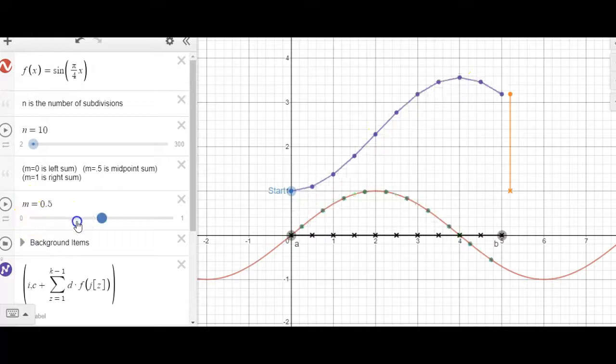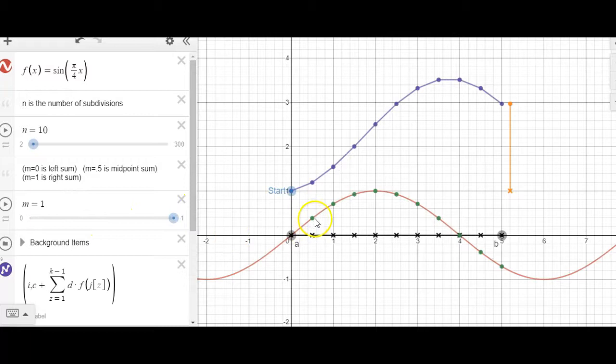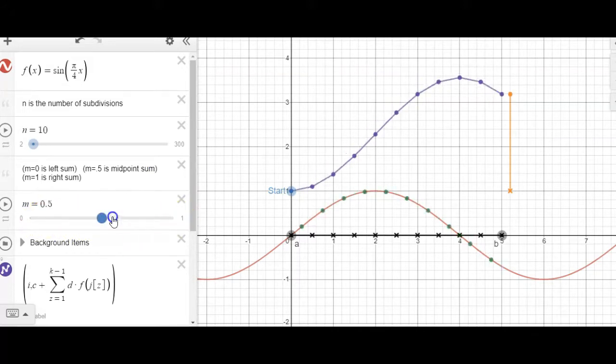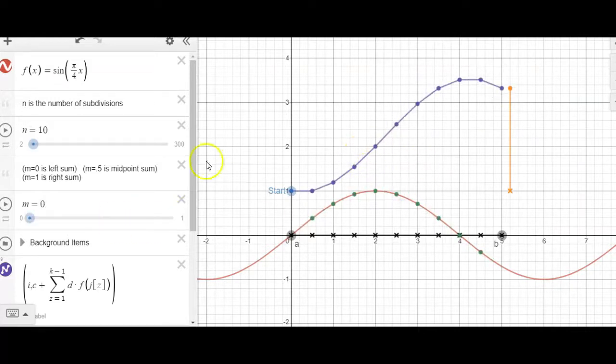If you want to change the m, you can change to a midpoint sum, right? So these little black x's are my subdivisions, and we're using midpoints in between each of those subdivisions as our slopes. Or I can use a right sum, right? So now we're using all these right points that finally end right there at B, and using those as our slopes in each segment that we draw out. You can use either left, midpoint, or right. You just have to change that M value back and forth. Notice it does change the curve slightly depending on which one you want to use.